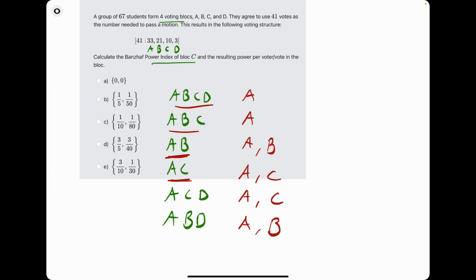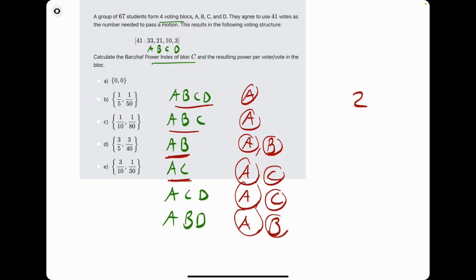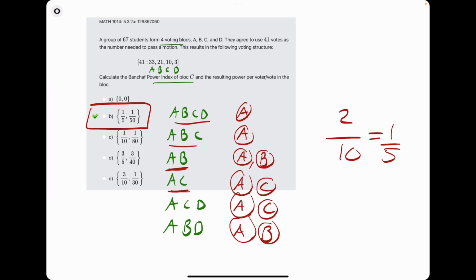So we're finding the power index for block C. So C shows up twice, so it's critical twice. So 2's up top. And then what do we have a total of? We have 1, 2, 3, 4, 5, 6, 7, 8, 9, 10. We crushed it. 2 over 10. I saw 1/5 somewhere. So I'm going to go with 1/5 and 1/50th. I'll try to make sense of the 1/50th now. I'm not really sure about that.